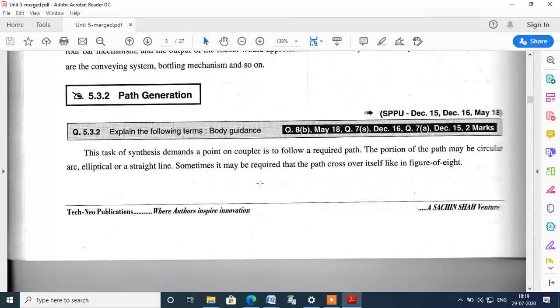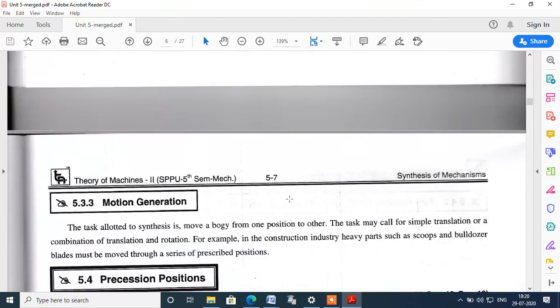In path generation, this synthesis demands that a point on the coupler follow a required path. This portion of the path may be a circular arc, or elliptical, or a straight line. Sometimes it may be required that the path cross over itself like a figure of 8.